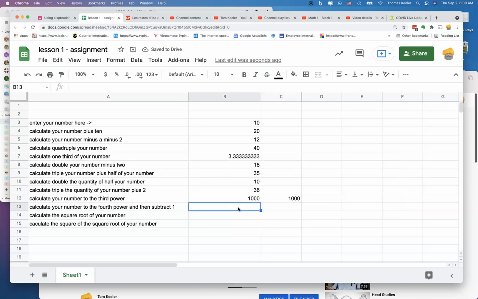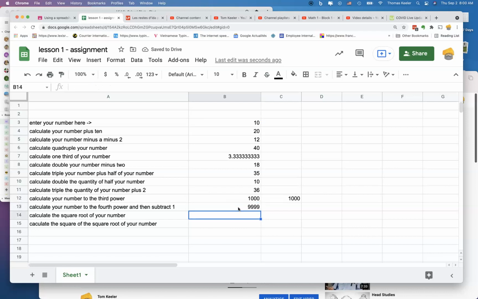Okay. Calculate your number to the 4th power and then subtract 1. Okay, so we're going to say equal, and let's use our power here, right? So B3 to the 4th minus 1. So 10 to the 4th, of course, is 10,000, so we should get 9,999.